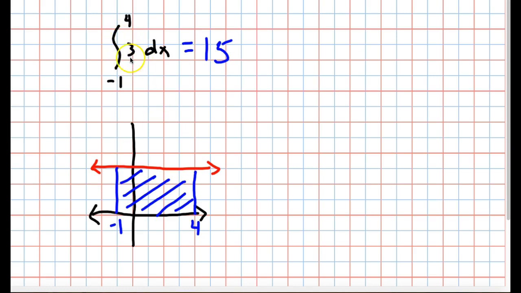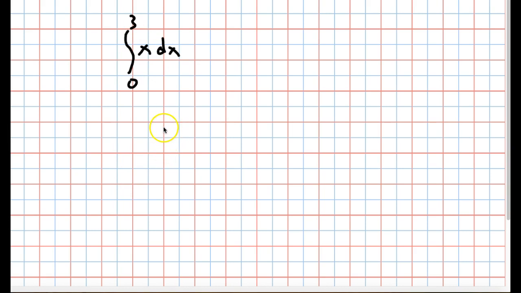So whenever we're evaluating the area under a constant function, it's pretty simple. We're just going to get a rectangle. All right, let's try something a little different. How about the area from 0 to 3 of x dx. Now my function is y equals x.